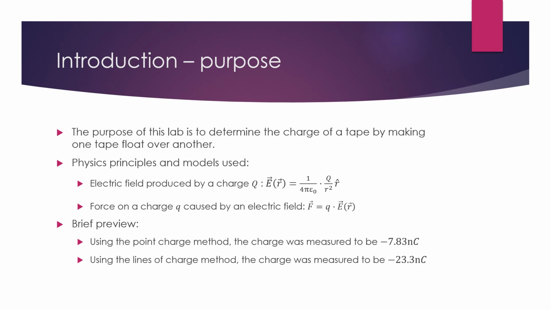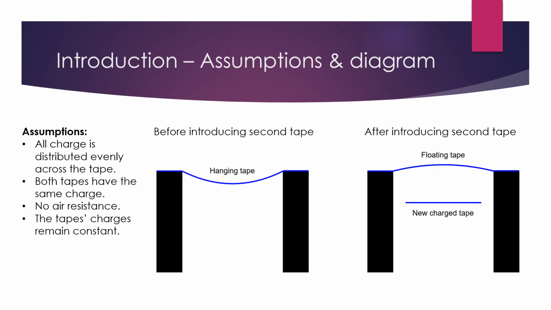The purpose of this lab is to determine the charge of a tape by making one tape float above another. The two main physics principles used are the electric field produced by a charge and the force that the field exerts on another charge. A brief preview of the lab is that the charge was measured to be -7.83 nanocoulombs using the point charge method and -23.3 nanocoulombs using the lines of charge method.